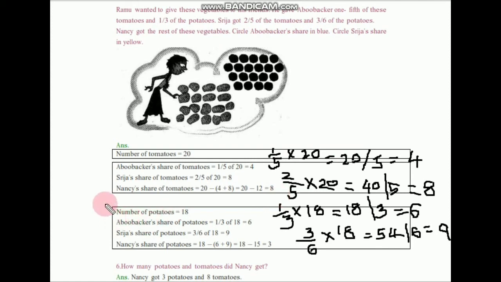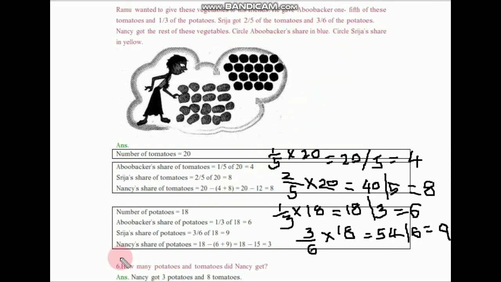Now let's calculate the share of potatoes of Abu Baker, Srija and Nancy. Total number of potatoes is equal to 1, 2, 3, 4, 5, 6, 7, 8, 9, 10, 11, 12, 13, 14, 15, 16, 17, 18. So the number of potatoes is equal to 18. Now in the question it said Ramu gave Abu Baker 1/3 of the potatoes and Srija got 3/6 of the potatoes.